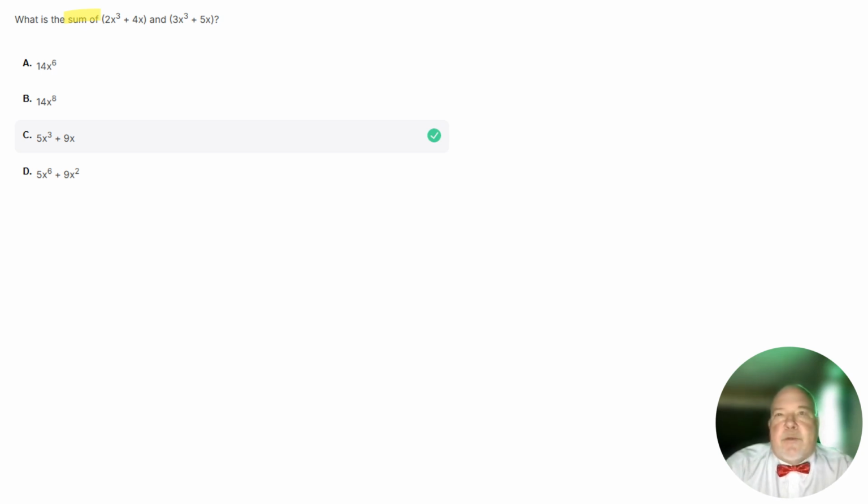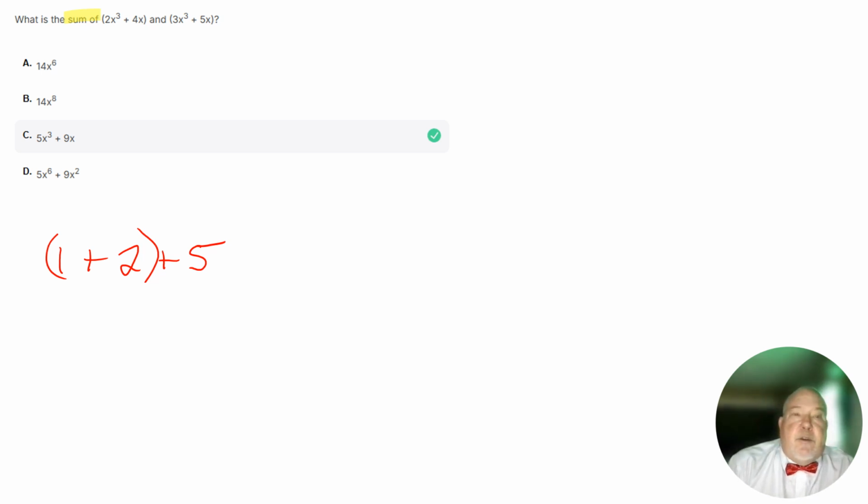Now, one thing I want to point out is when you're adding or subtracting, parentheses don't make a difference. So, for instance, if you had 1 plus 2 plus 5, that's 8, right? If I add parentheses here, now PEMDAS, or some people call it GMDAS, says do the parentheses first. Well, is that going to change anything? If I do 1 plus 2 first, I get 3. 3 plus 5 is 8. I get the same answer.